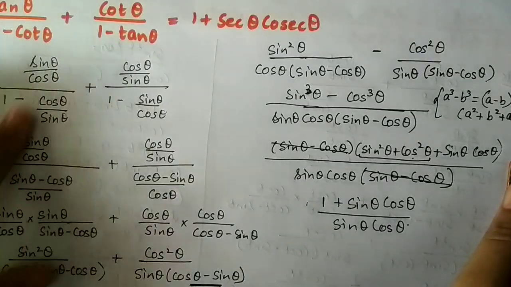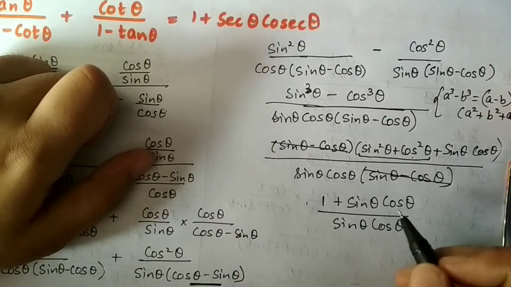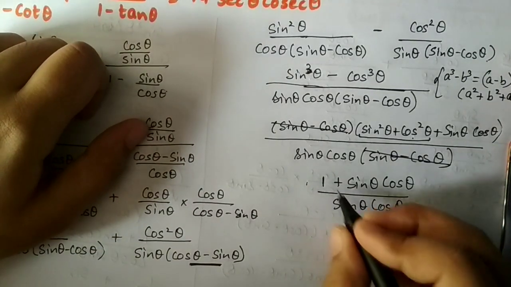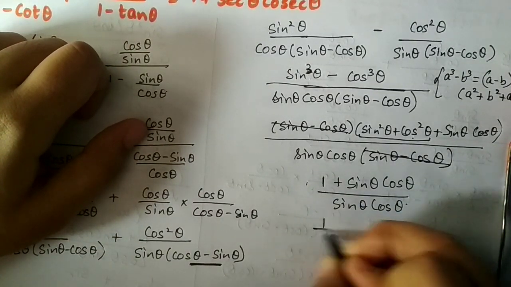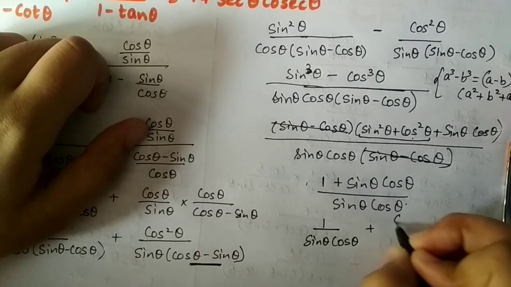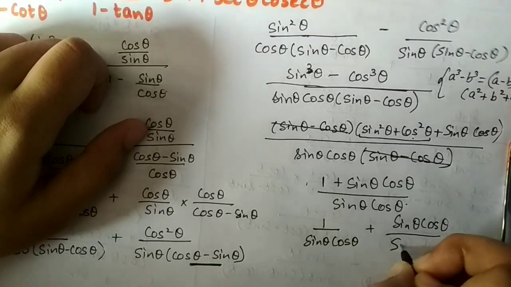Now see the right hand side. You want 1 plus secant theta into cosecant theta. So what you can do? You can separate the denominators. If you separate the denominators, you will get 1 upon sin theta into cos theta plus sin theta into cos theta upon sin theta into cos theta.